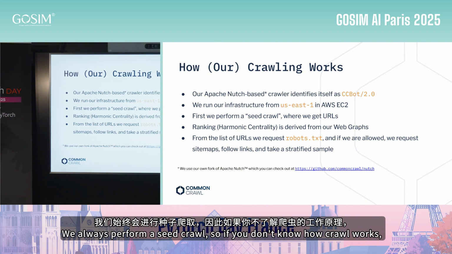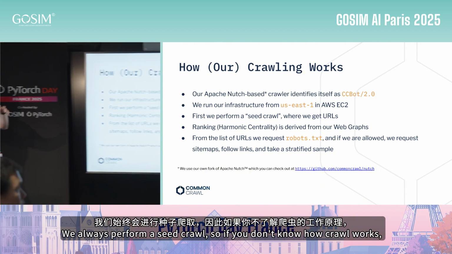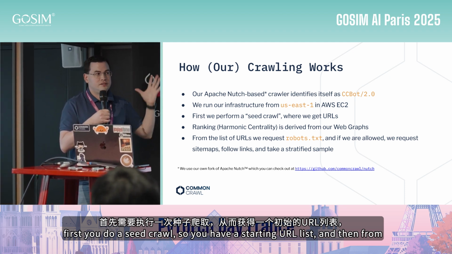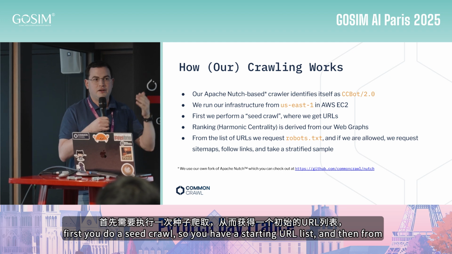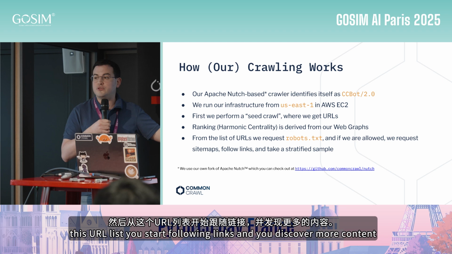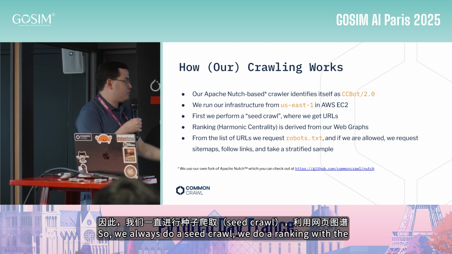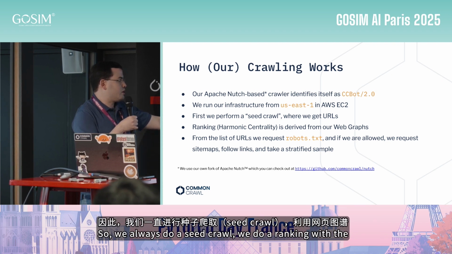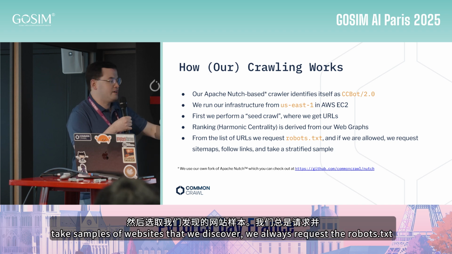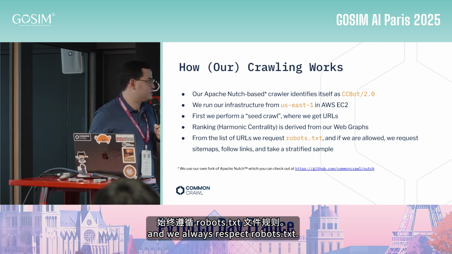We always perform a seed crawl. If you don't know how a crawl works, first you do a seed crawl: you have a starting URL list, and from this list you start following links and discovering more content. We do a ranking with the web graphs using something called harmonic centrality, and then we take samples of the websites that we discover. We always request the robots.txt, and we always respect robots.txt.